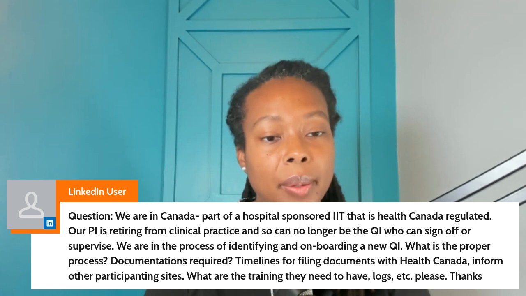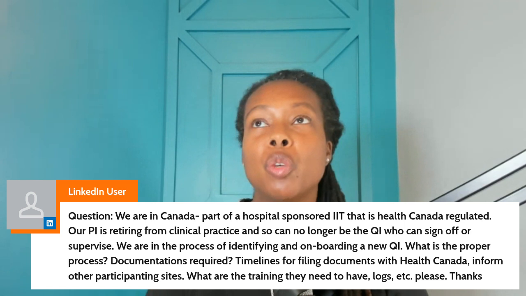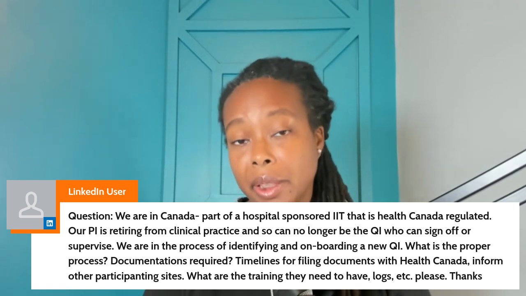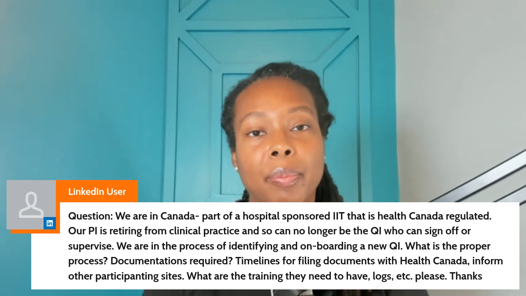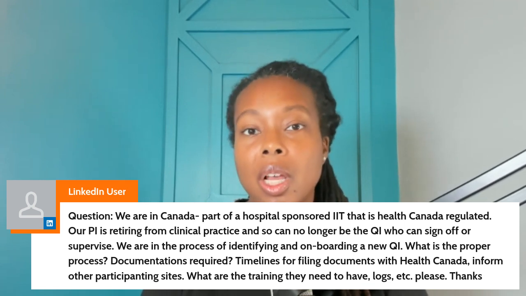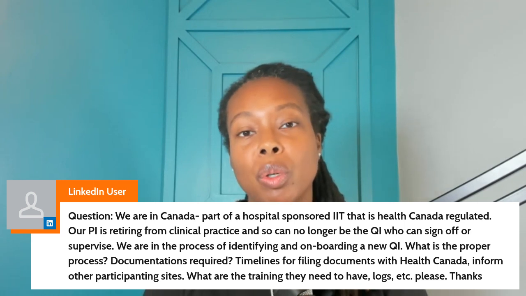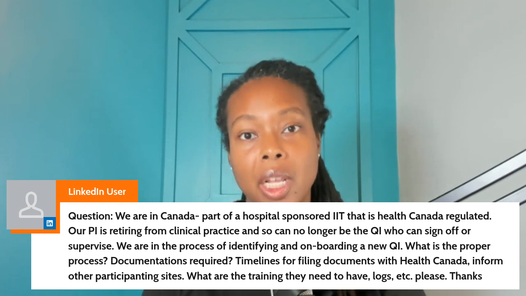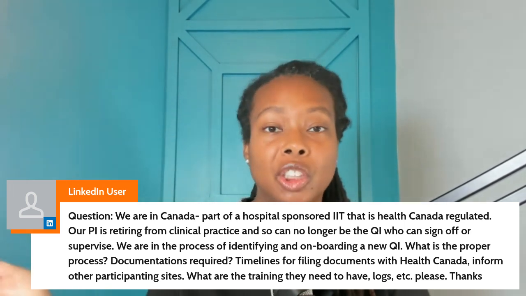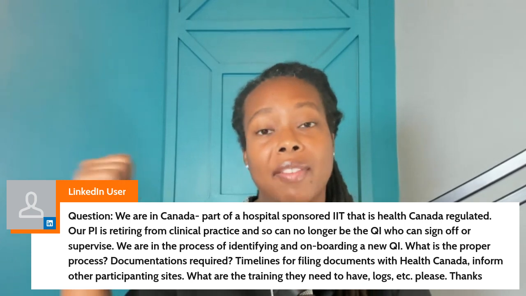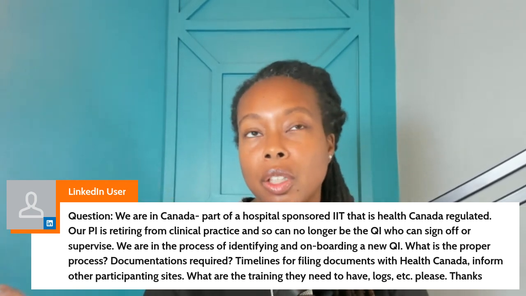So, you're an IIT, a hospital sponsor IIT. You want to look at whether you have SOPs. You may not have SOPs because this may be a new scenario, but basically everything needs to be documented. This PI is leaving on this date. The study will be assigned to this new person. For the new person, you need to make sure you have everything that you had in place for the PI. You have to have a new contract, new CV, new GCP, financial disclosure forms.